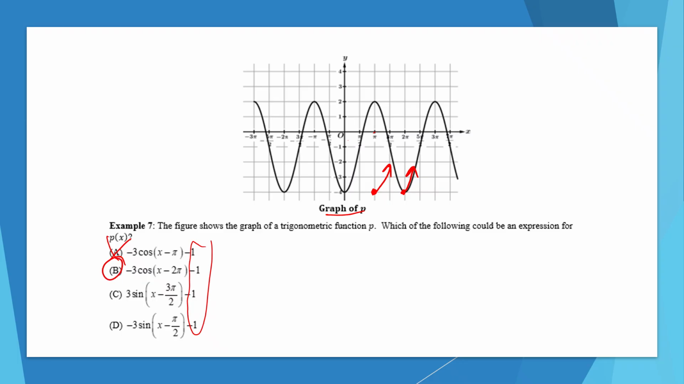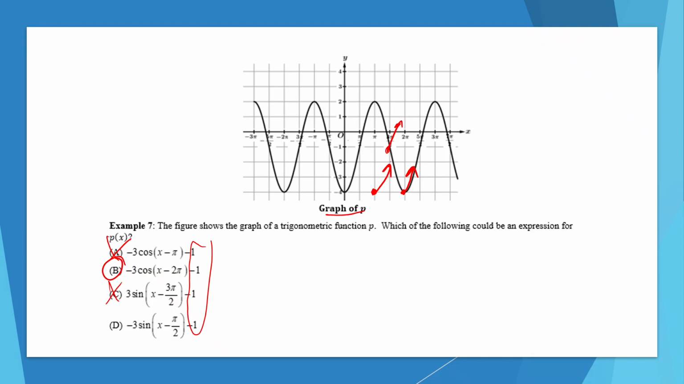Testing the other two, C, 3 times sine of x minus 3 pi over 2, minus 1. So negative 3 pi over 2 is going to be right here. And then a negative sine is going to be at the midline going down. But this is a positive sine, so this would be at the midline going up. So here, remember, this is the only one that's positive, so C is not the correct answer. So we are going to eliminate C from our option bank as well.